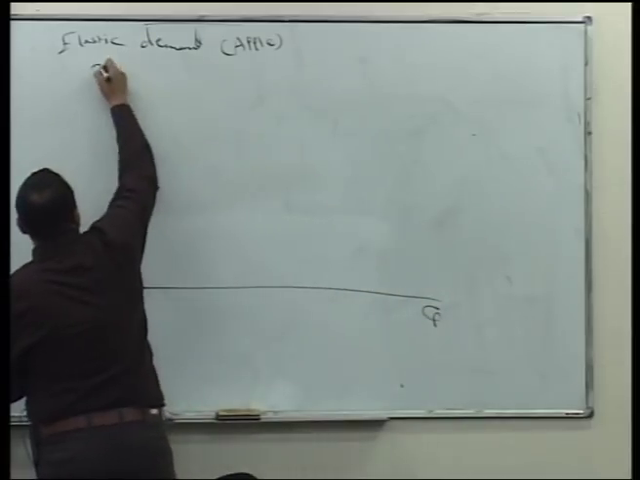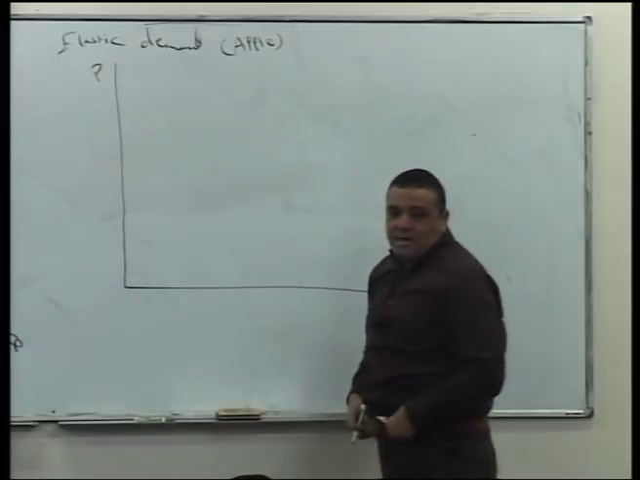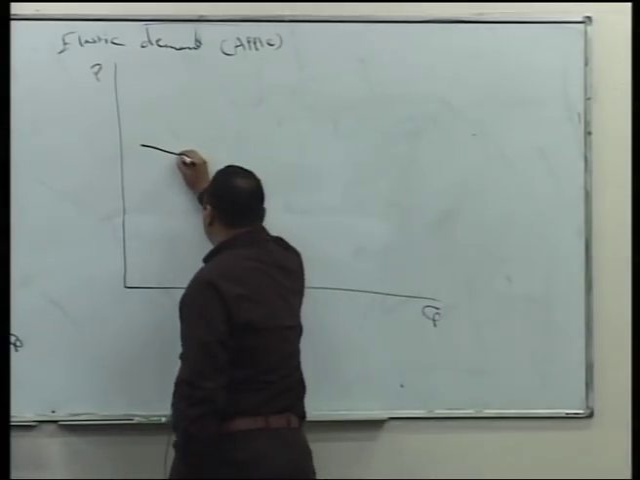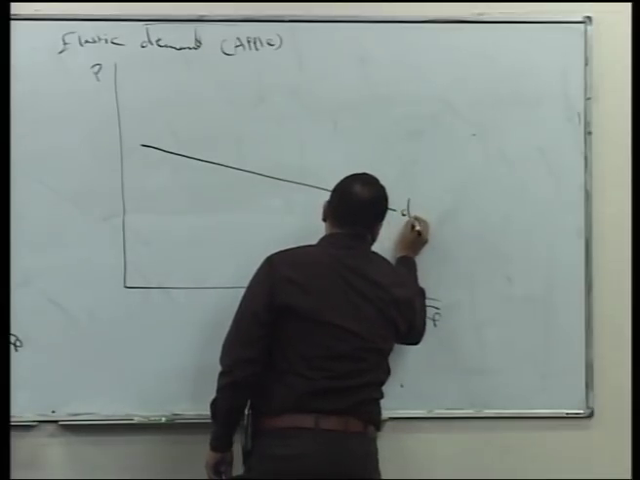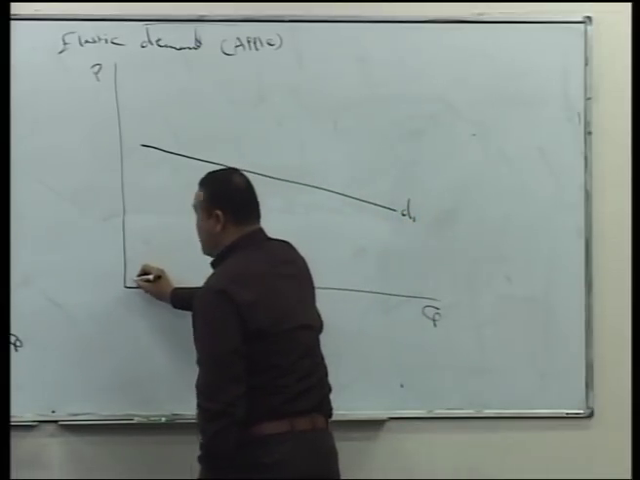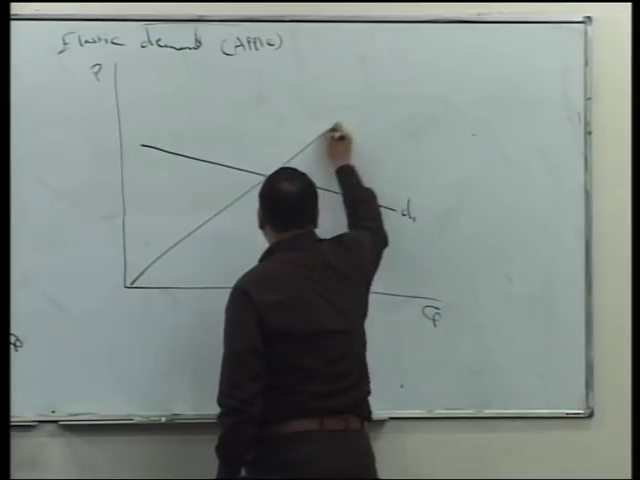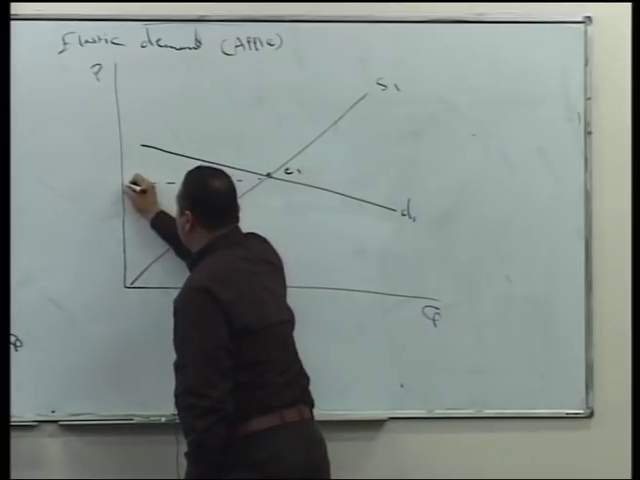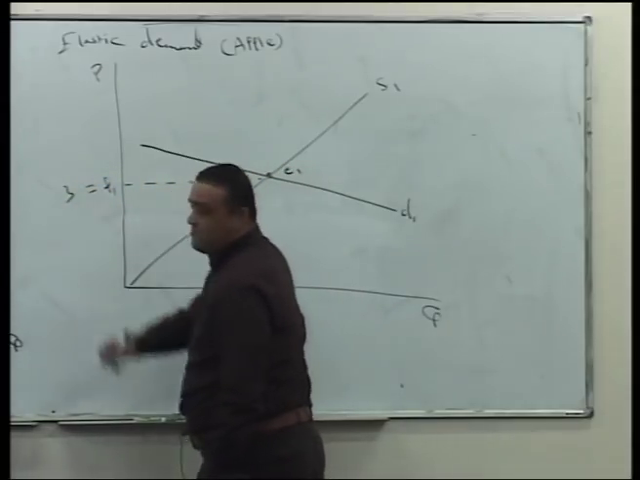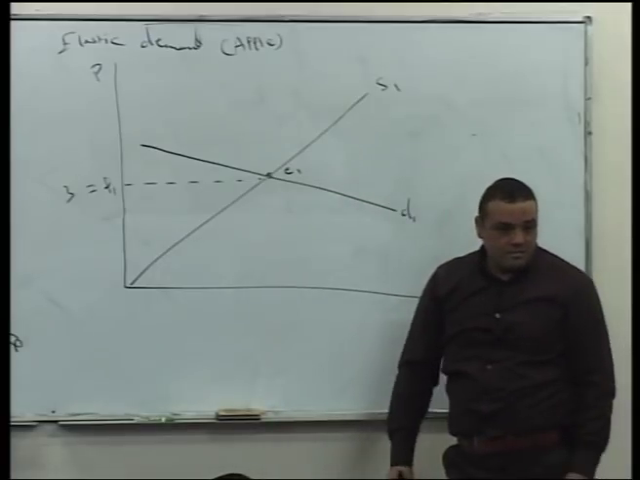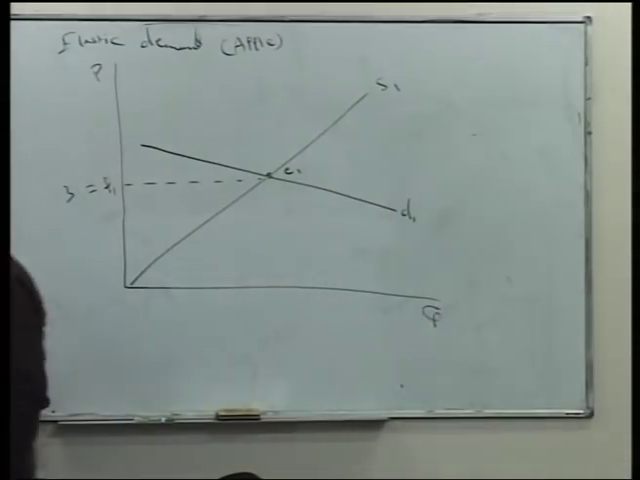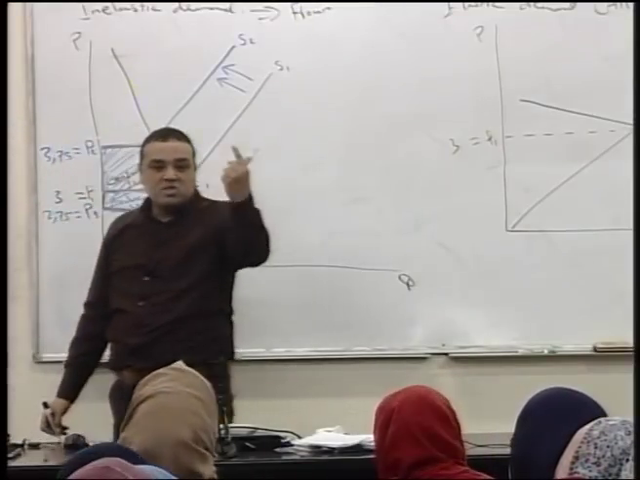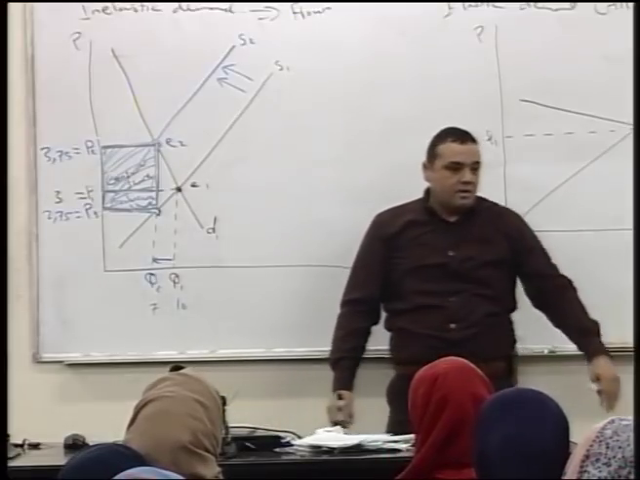Quantity, price. Elastic demand: the demand will be close to the horizontal axis, right? The demand looks like this, D1. And supply is neutral, unitary elastic, S1. And this is E1. The price equals 3. Okay? Now let us assume that the government decided to impose a tax of 1 shekel per kilogram of apple.